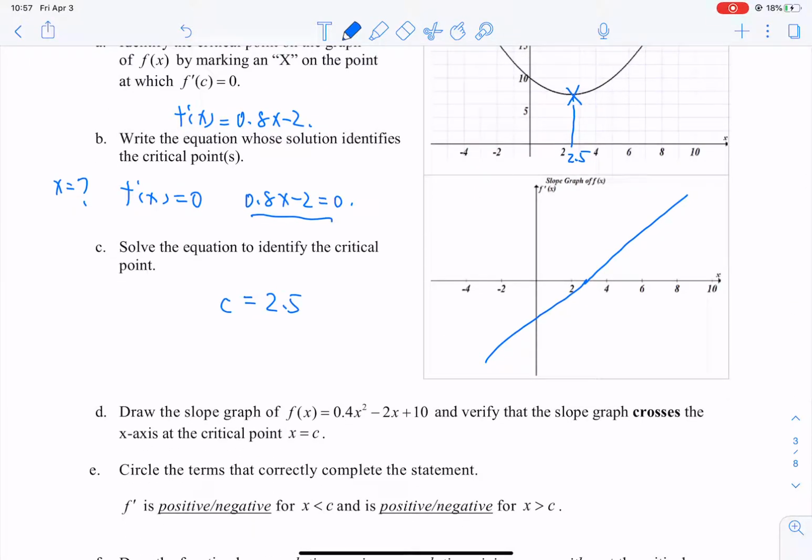And then question E. This is point c. So for this one, is f prime positive or negative when x is less than c, in this part? So this part is negative and the other part is positive. So the first one is negative and the second one is positive.